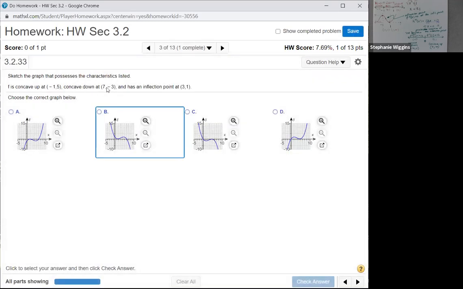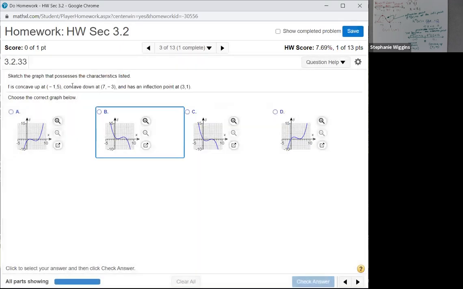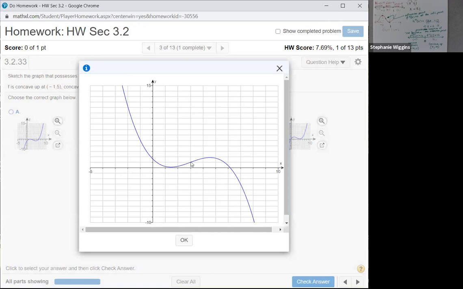Then they want to know, is it concave down at 7, -3? So I'm going to go to 7, -3. 1, 2, 3, 4, 5, 6, 7, -3. It's concave down. So this graph matches their description, so B is the correct choice. It has an inflection point at 3, 1. It's concave up at -1, 5, and then it's concave down at 7, -3. So this one is the correct choice.